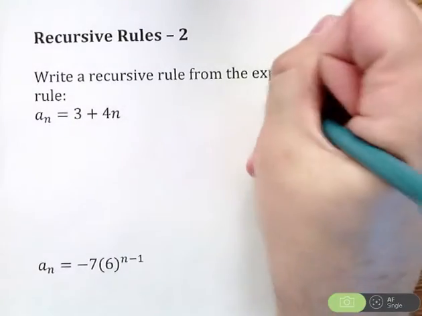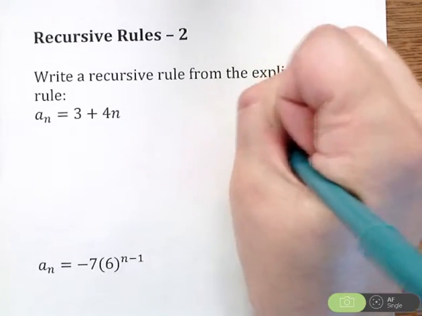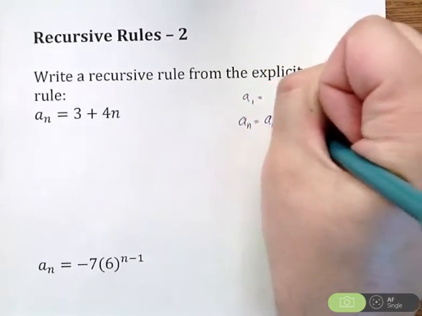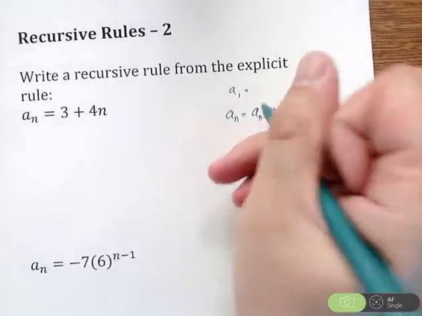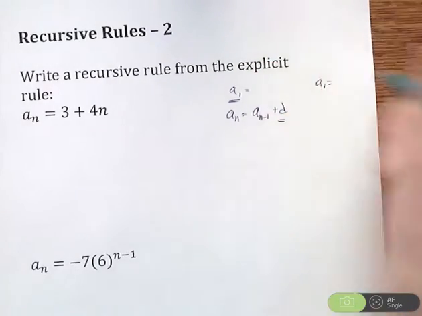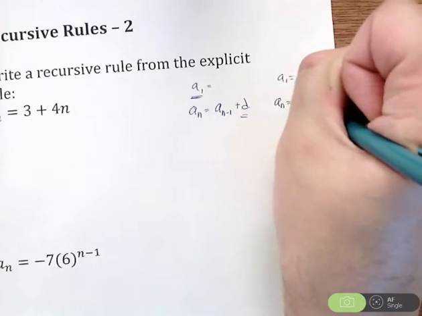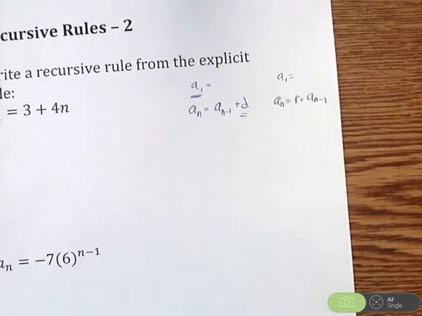A quick reminder, for arithmetic recursive rules, we need to know what A1 is, and we know An equals An minus 1 plus d. The key things are I need to know what A1 is and what d is. For geometric, we still need to know A1, and we're going to have An equals r times An minus 1.